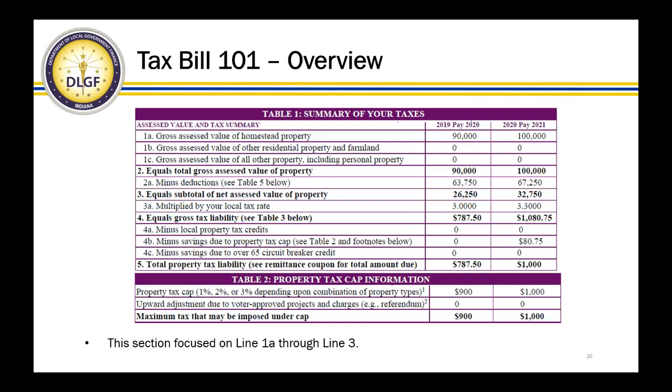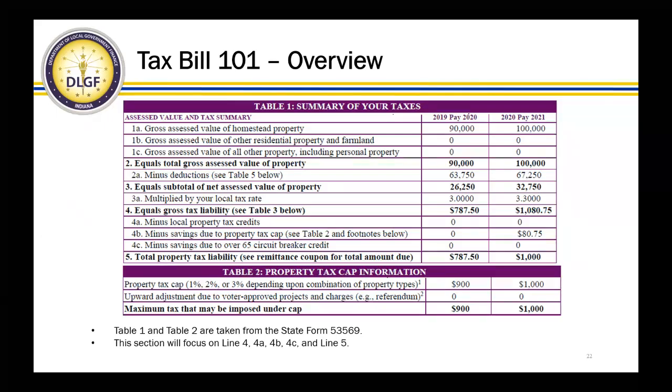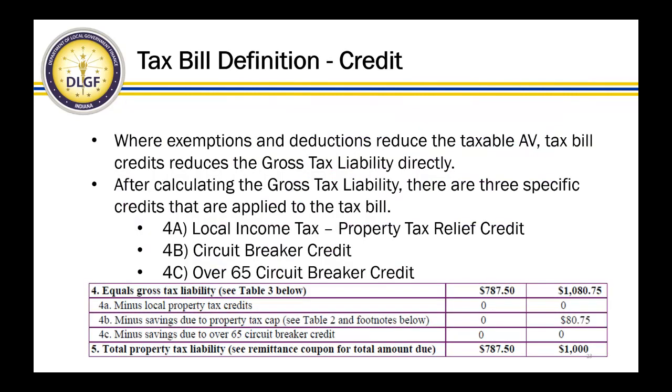All right. So if that's how we calculate the gross liability, how do we go from the gross to the net? In this next section, we're really going to focus on rows 4, 4A, 4B, 4C. We're going to look at how various property tax credits lower the gross liability until we arrive at the net. And we are 25 minutes into the presentation, and this will be the first time that we really start looking at circuit breaker getting involved in our calculation.